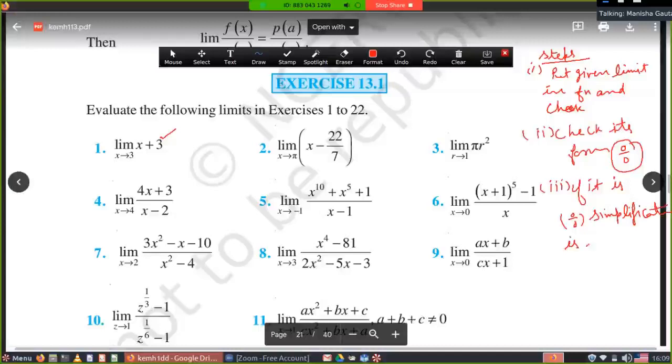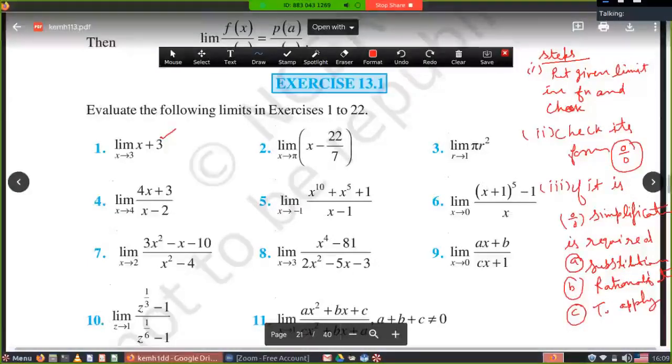Simplification is required. This simplification may be done, suppose, by substitution. Second, suppose by rationalization. Next, maybe a trigonometric formula will be there to apply, if the function is a trigonometric function. And third, maybe factorization is required. I think these are the points which you have to remember before solving the questions of the limit.